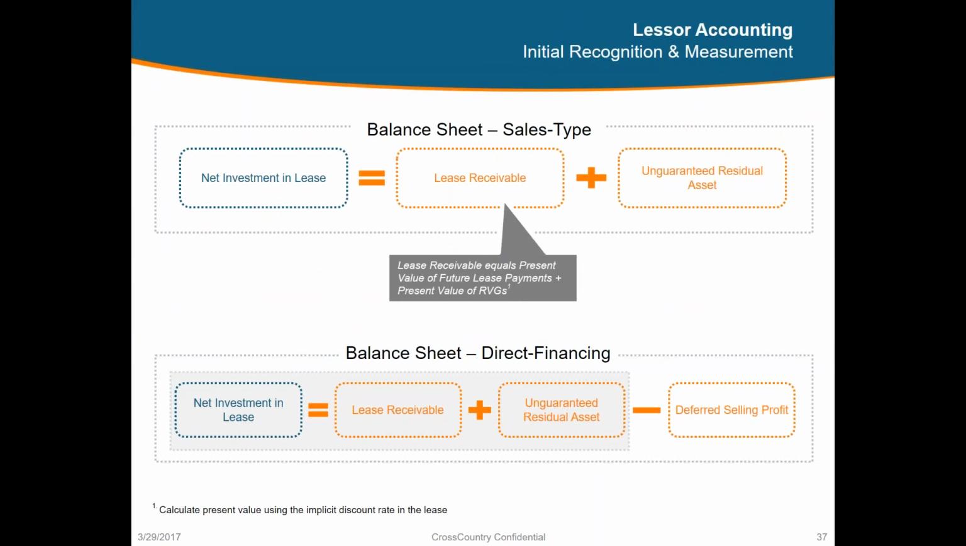The initial measurement of the net investment in the lease is the same for sales type and direct financing leases, with the exception that selling profit is deferred as a reduction of the net investment for direct financing leases. Otherwise, the net investment in the lease is equal to the present value of future lease payments and residual value guaranteed. Present value is determined using the implicit rate in the lease. There is no possibility to use the incremental borrowing rate as there is for the lessee.